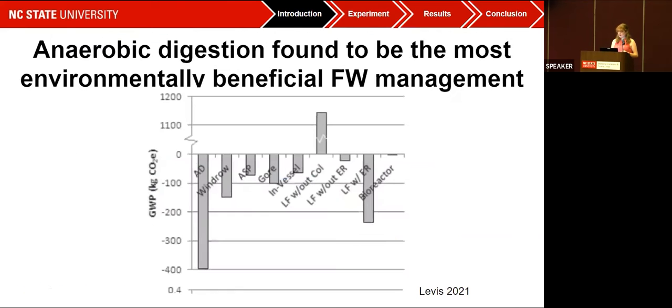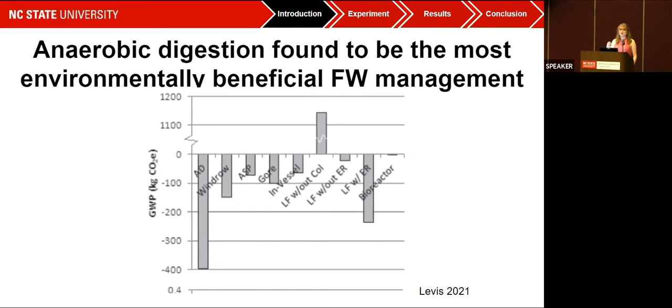So it has already been found that anaerobic digestion is the most environmentally beneficial food waste management strategy by Levy's 2021 study, where they compared the global warming potential of multiple different ways of managing food waste. As you can see, AD over there on the end has the most negative GWP. This is because of the biogas that's produced from AD that we can then use as an energy source, whether we use this for heating at the plants where this process is being done, or we can scrub and clean and outsource to grids and vehicle power. So the science is there that this is the most environmentally friendly way.